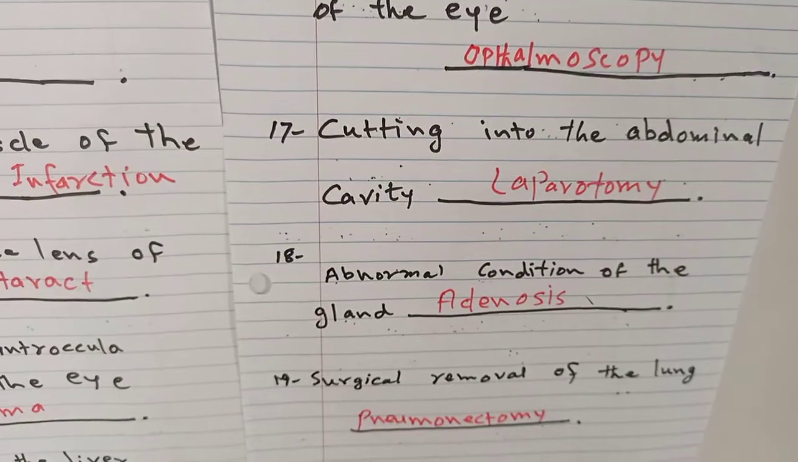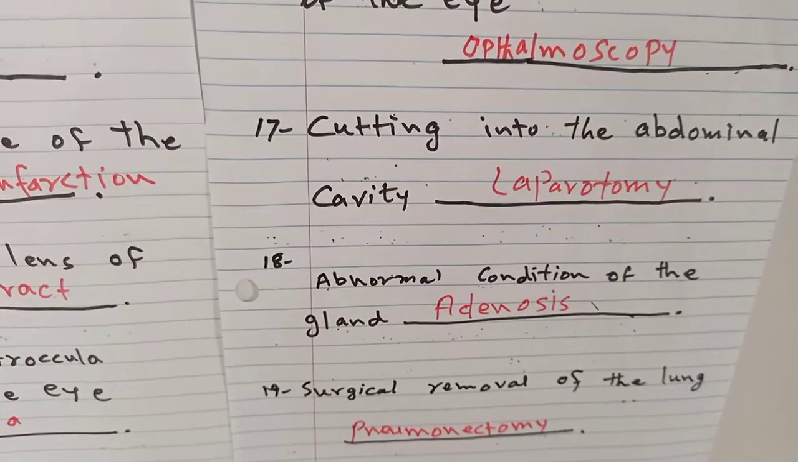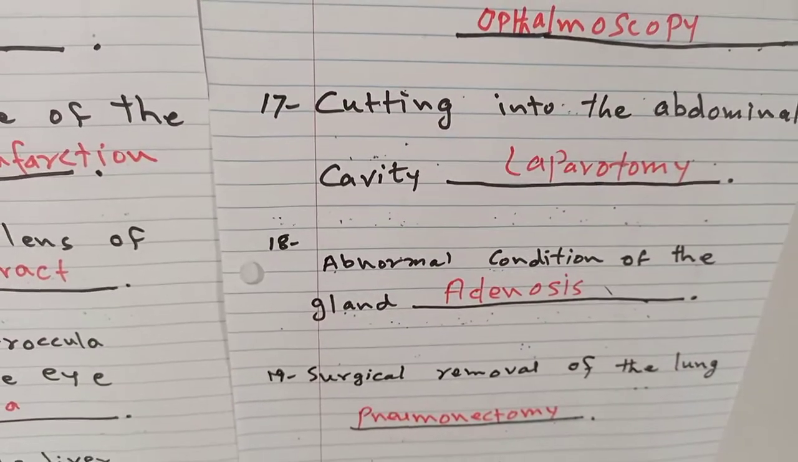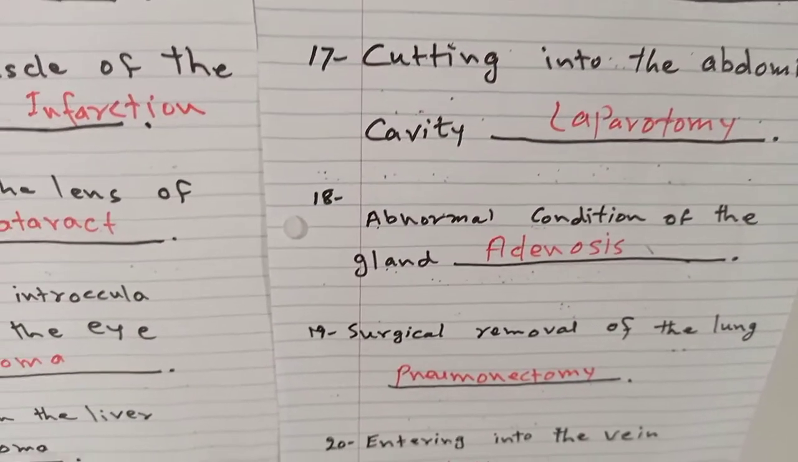19. Abnormal condition of the gland: adenosis. Aden is gland, osis is abnormal condition.